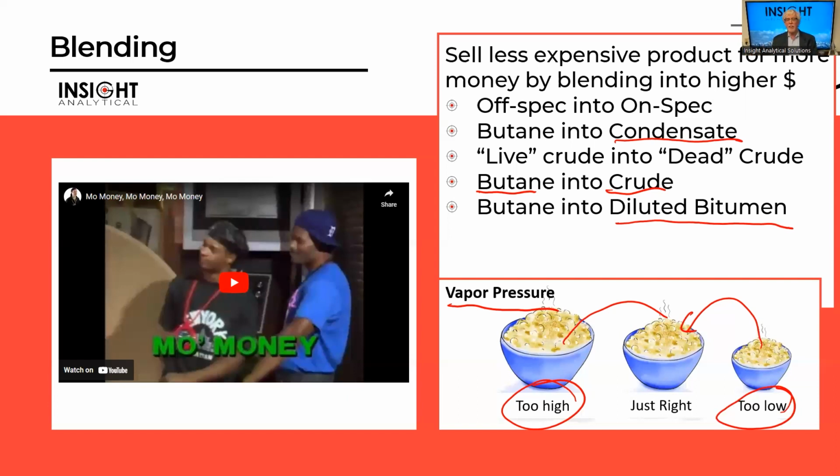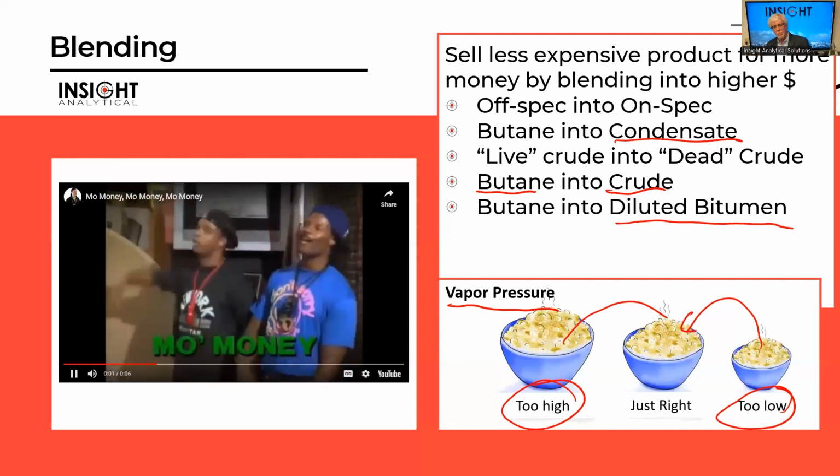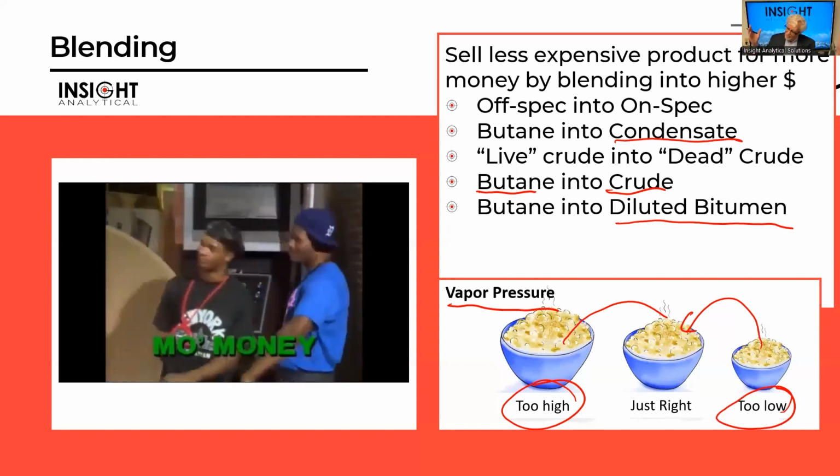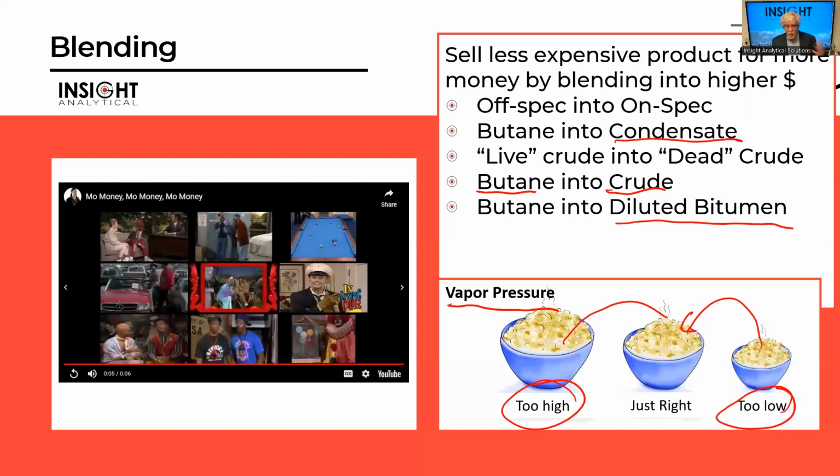Every one of these blending operations has one thing in common. More money, more money, more money. It's all about how can I increase the value of the product.